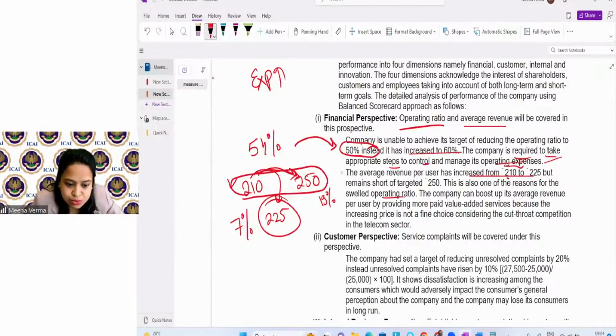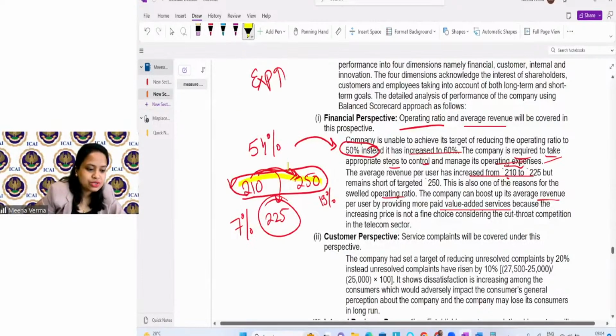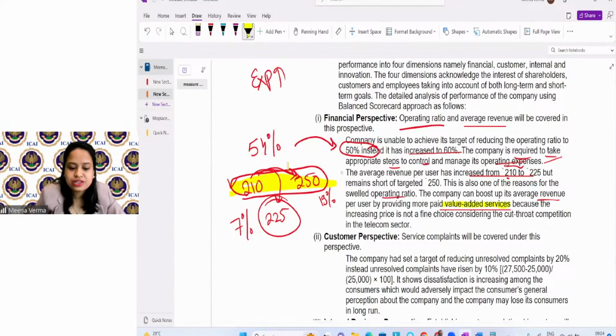The company can boost up the average revenue per user by providing more value-added services. So what is the target of the company? To improve the revenue. You can see that this was the target of the company. How is it possible? Improve the value-added services for the customer. Right? If the value-added services of the company improve, then only will it improve. Improve the value-added services of the company.